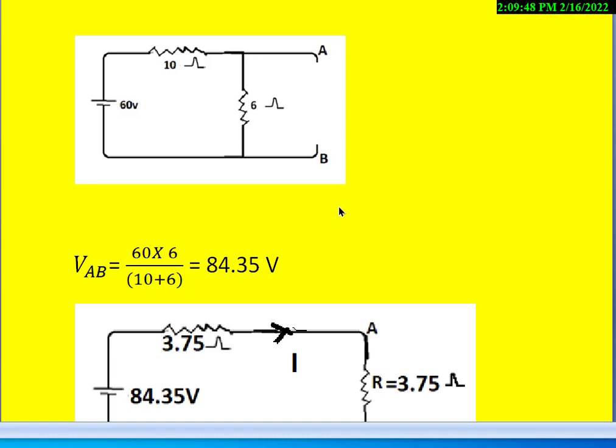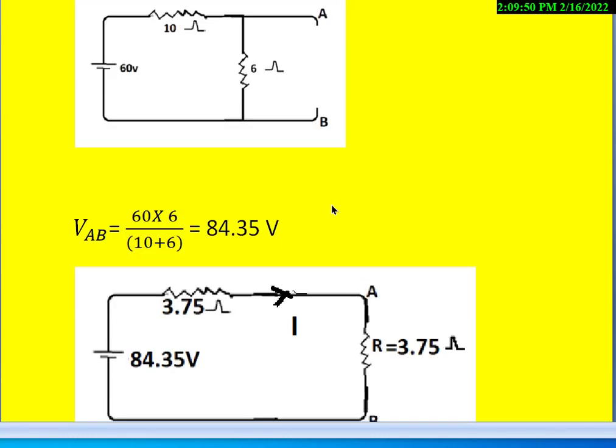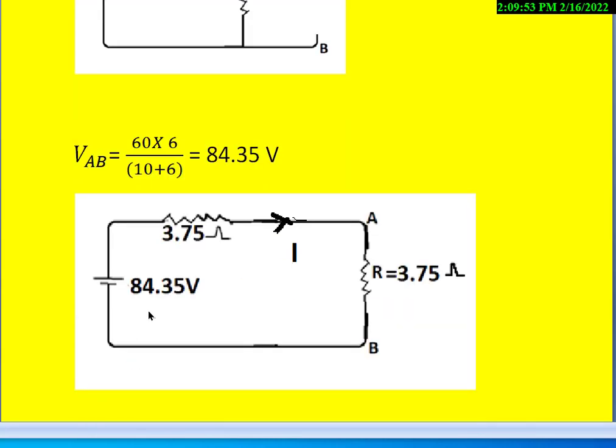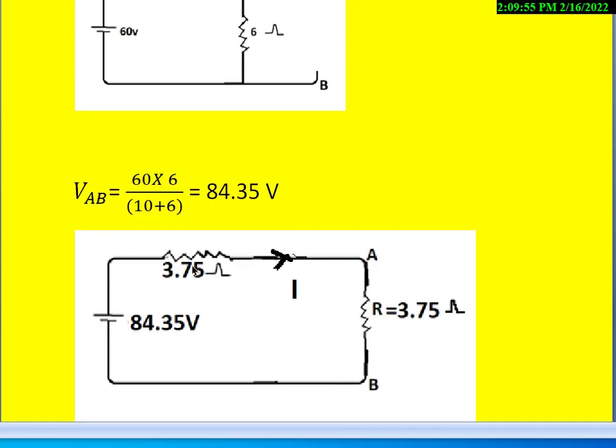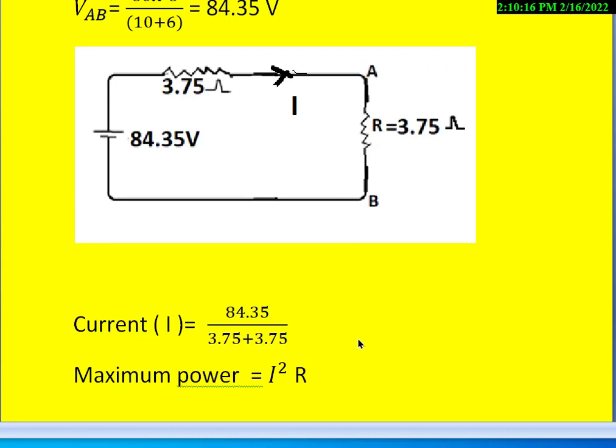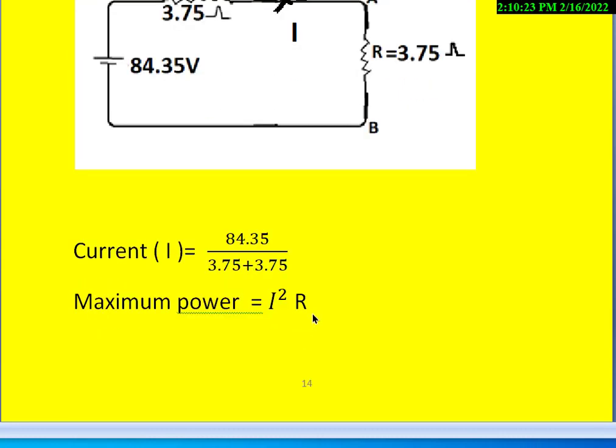Having known the Thevenin's resistance and the Thevenin's voltage, we can draw the Thevenin's equivalent circuit like this: 84.35 volts, and the Thevenin's resistance, which we call here the source resistance, as 3.75 ohms. If you connect the resistance capital R, equal to 3.75 ohms, between the terminals A and B to get the maximum power, then the current flowing in the circuit is I equal to 84.35 divided by 3.75 plus 3.75.